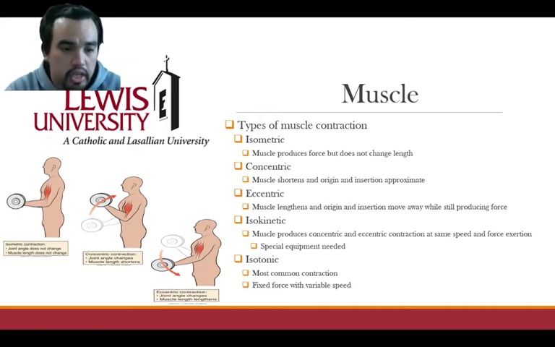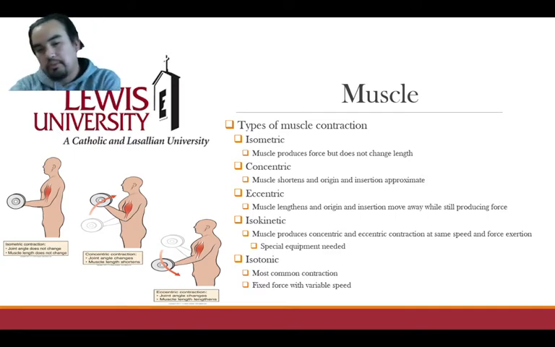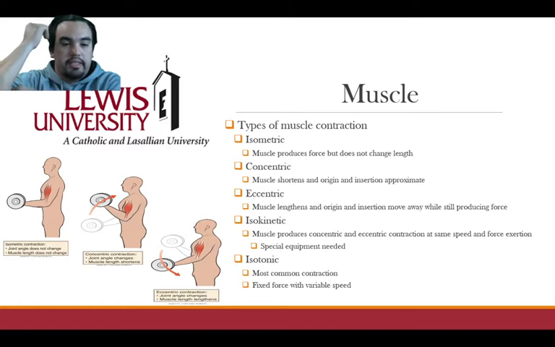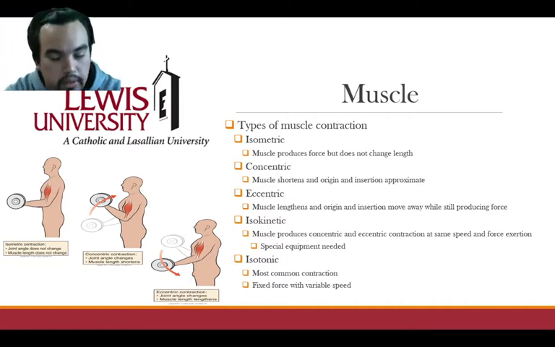Concentric contraction is when the muscle shortens. So if I flex my bicep and the bicep shortens, that is a concentric contraction. But then if I hold that muscle in contraction and something's pulling my arm straight, that is an eccentric muscle contraction, where my muscle is elongating while still creating a force.